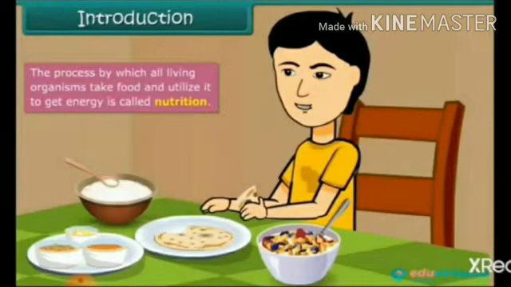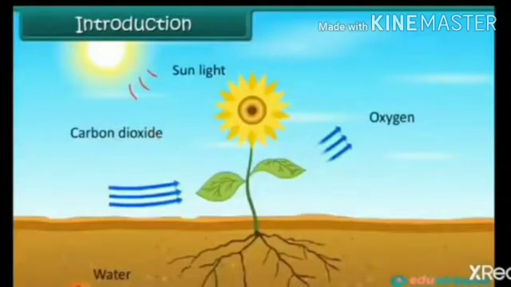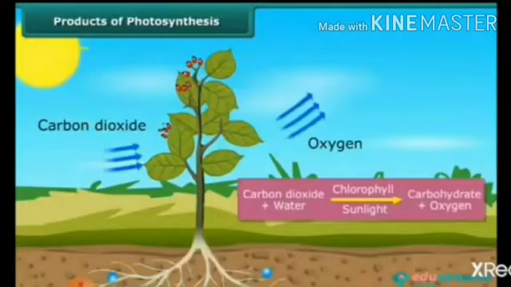We studied about nutrition. The process of taking in and using food which takes place in living organisms is called nutrition. Now we can understand with the help of a formula: carbon dioxide plus water, with sunlight and then chlorophyll, converts into food called glucose. Then we get oxygen.